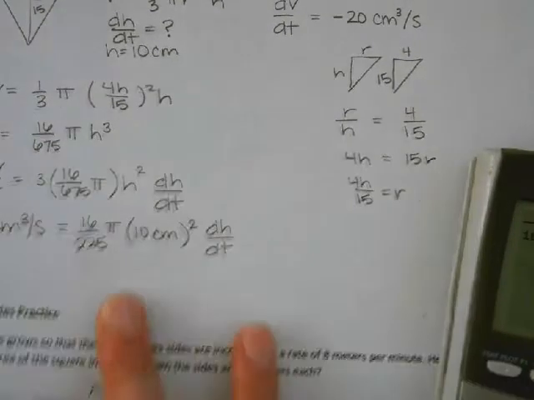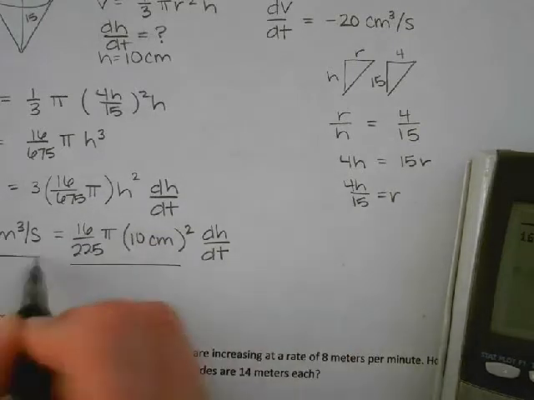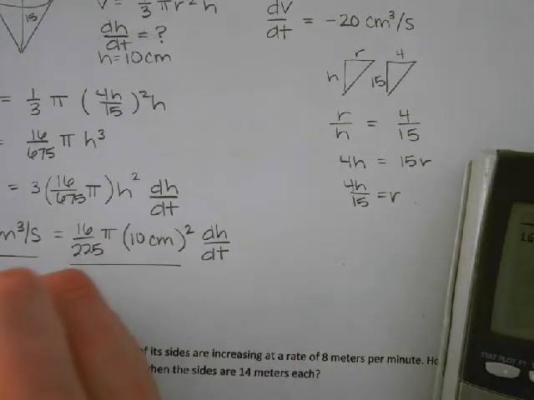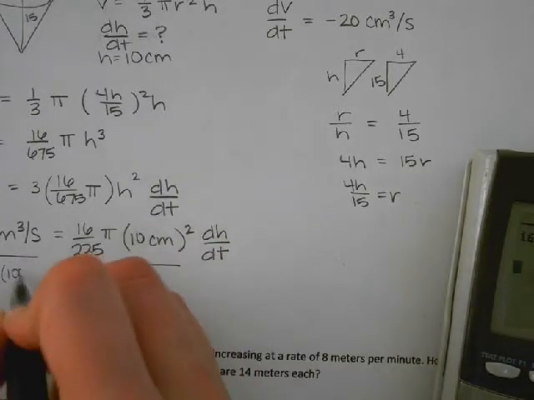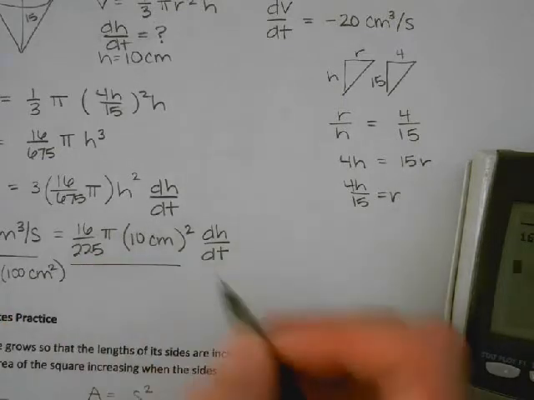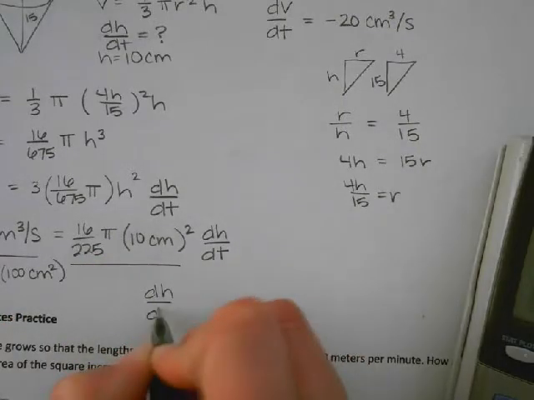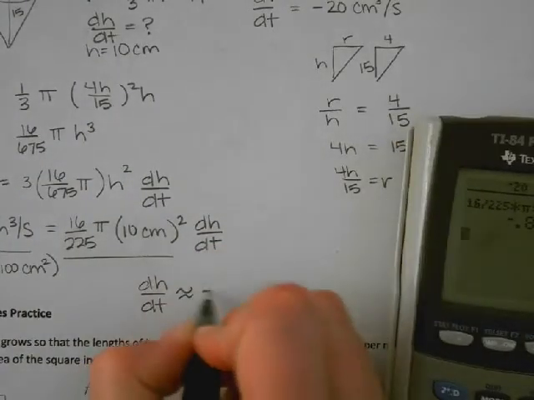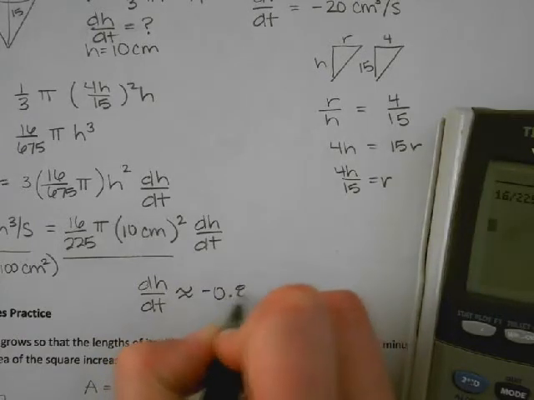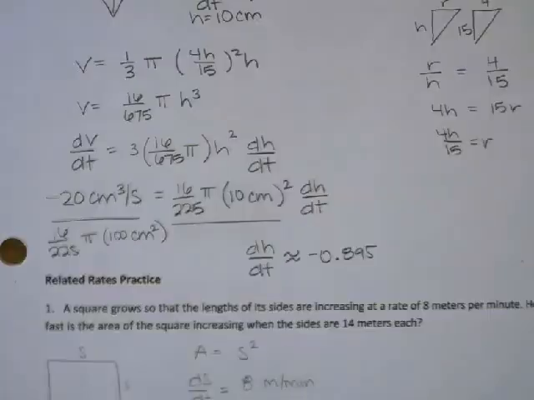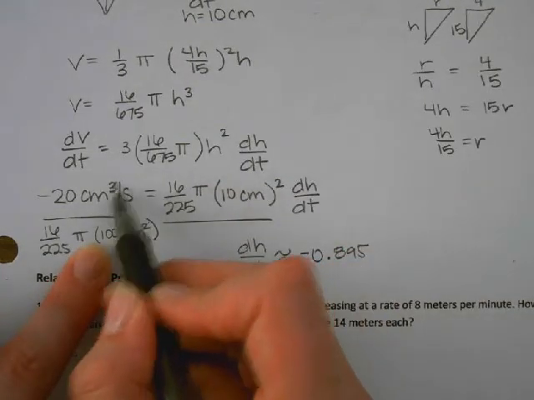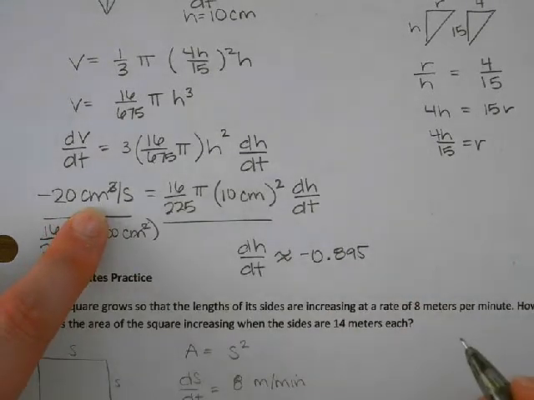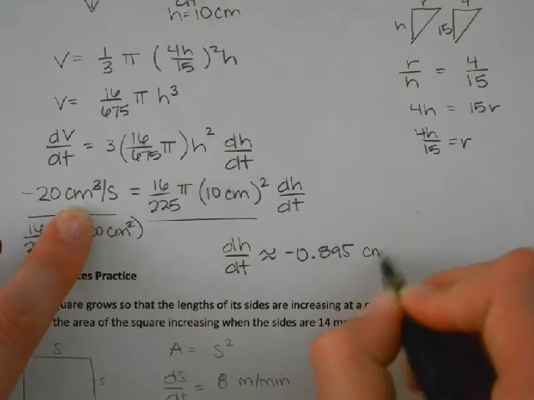So if you think about how the units would work, and we can go ahead and write it if you want. 10 centimeters squared would be 100 centimeters squared, right? Right. So that's what I got when I divided it. So my number is approximately negative 0.895. Is that what you guys got? Yep. Yeah. And then if we pay attention to our units, centimeters squared on the bottom is going to cancel with 2 of the centimeters on the top. And then our units would just be centimeters per second.